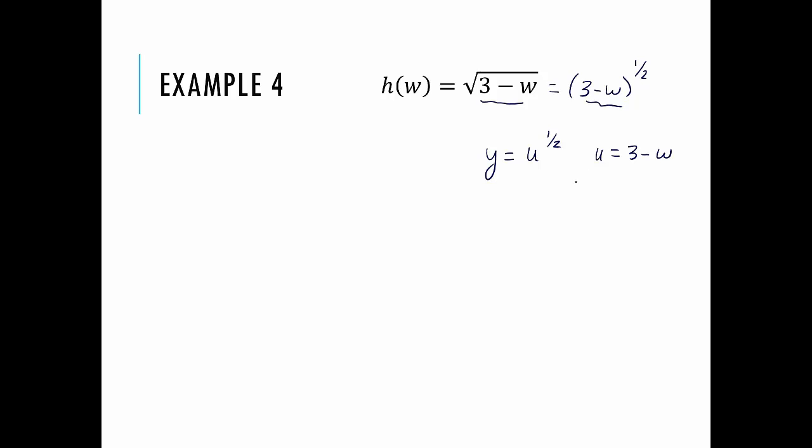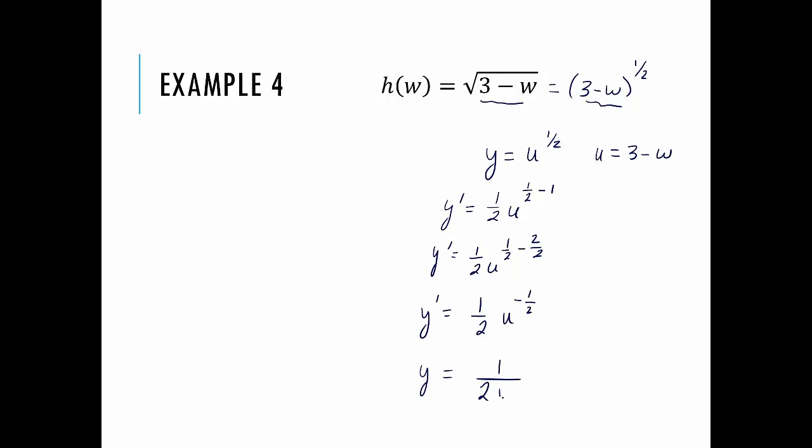because my u is the inside. So y prime would equal 1/2 u. Now remember here, let me just do this if you don't have this one down yet. I'm subtracting 1. So to subtract 1, I need to make that a fraction, 2 over 2. 1/2 u to the negative 1/2. 1/2 minus 2 over 2. And I could bring that 1/2 to the bottom and make it positive.